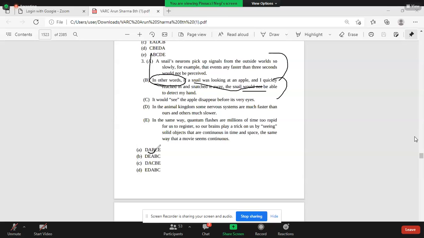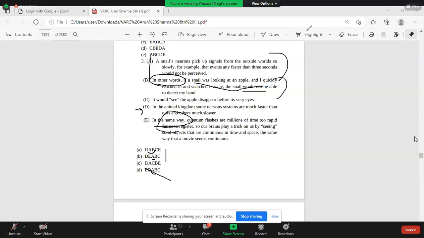And very interestingly, A B is only in A and only in D and in B also, right? Now a little confusion, so this cannot happen. We are down to these two then, D A B C E, D E A B C. Now will this E come before A B, or after A B? Clearly answer option E cannot come immediately after D because it says "in the same way".